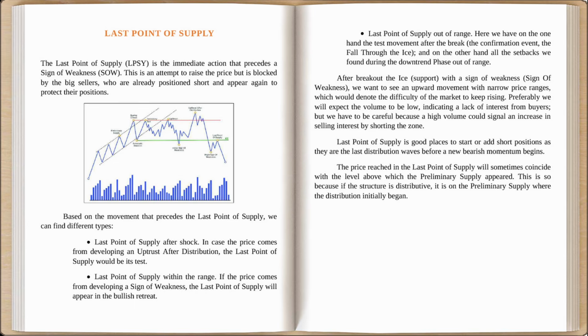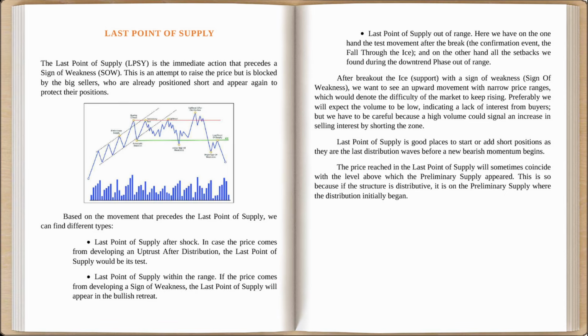Here we have on the one hand the test movement after the break, the confirmation event, the fall through the ice. And on the other hand, all the setbacks we found during the downtrend phase out of range. After breakout, the ICE support, with a sign of weakness, we want to see an upward movement with narrow price ranges, which would denote the difficulty of the market to keep rising.